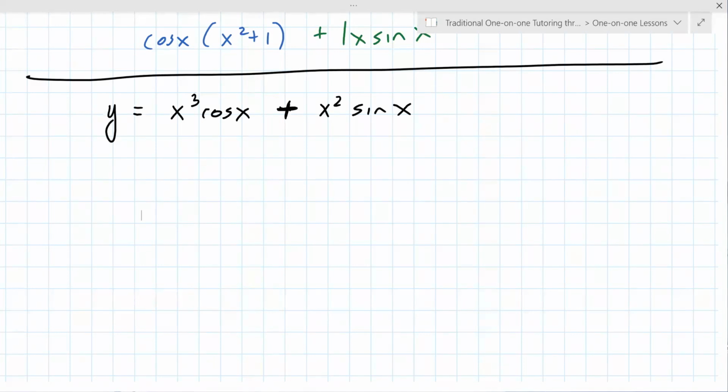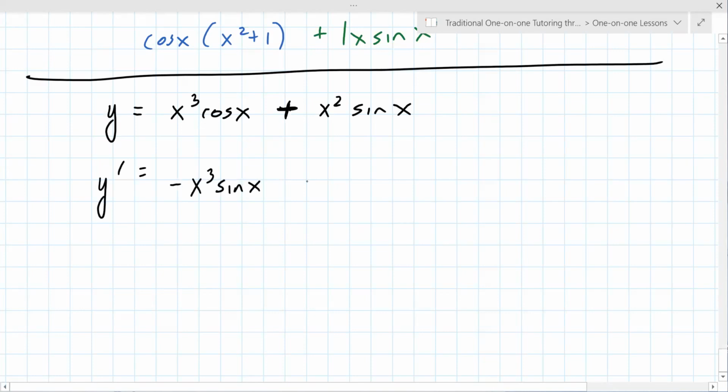I'm just kind of confused how to simplify this. All right, let me write out the derivative here. So it's minus x cubed sine x, and then plus 3x squared cosine x. Oh, you just dropped the negative in front, I see.